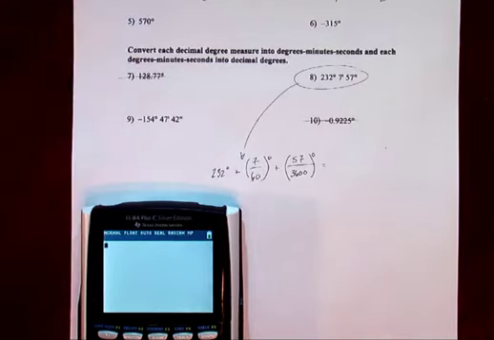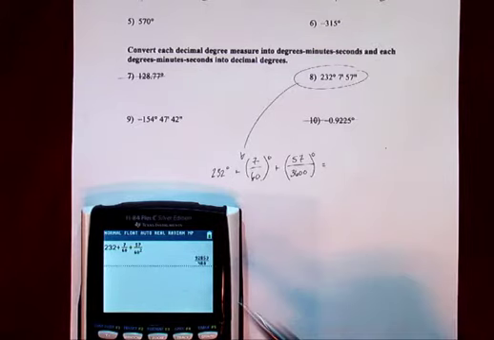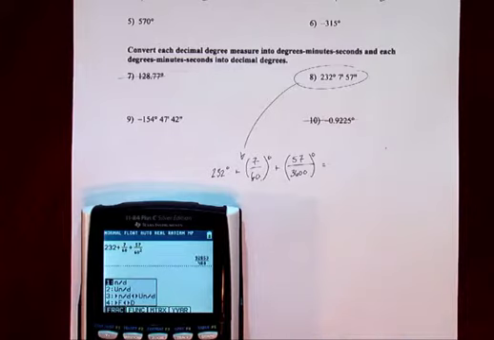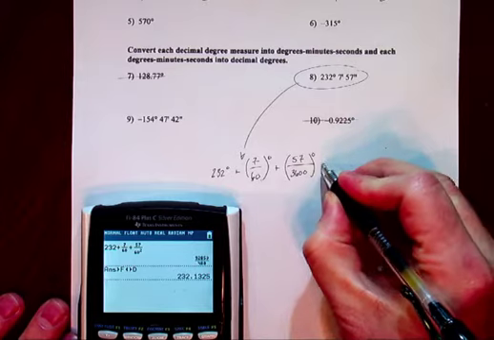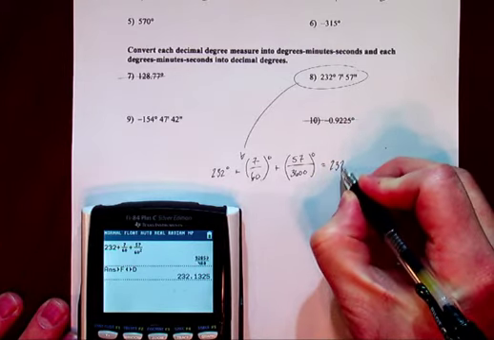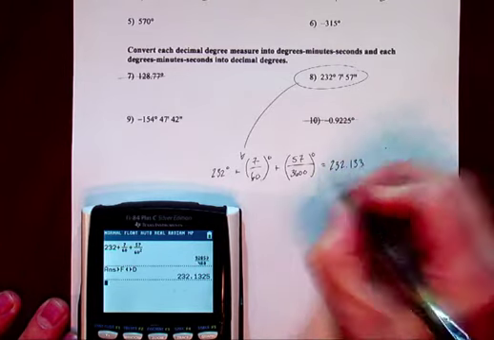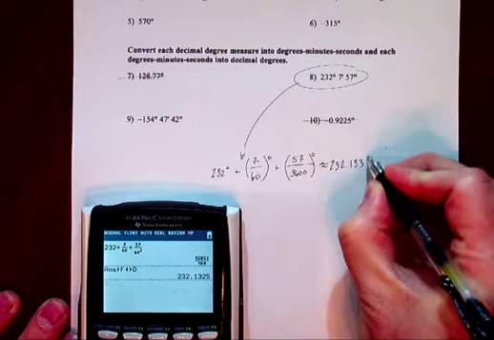We have 232 plus 7 over 60 plus 57 over, and you can put 3600 or just 60 squared if you want. And that winds up being there. Of course, if you get the decimal right here, you need to change it from fraction into decimal, and it winds up being 232.133, and of course that's an approximation, in degrees.